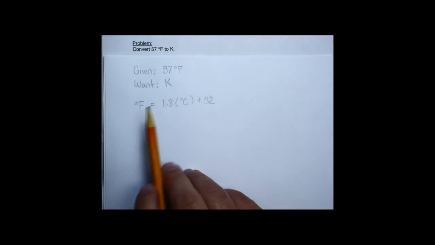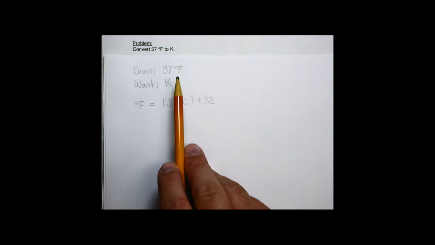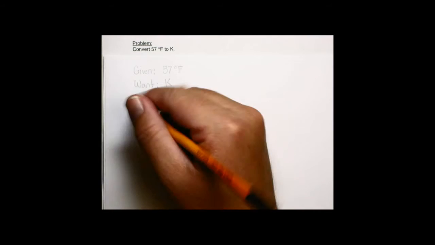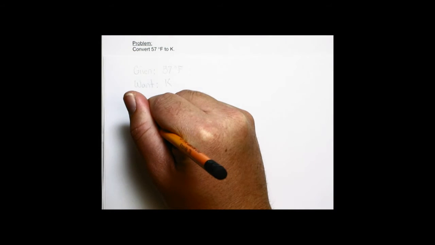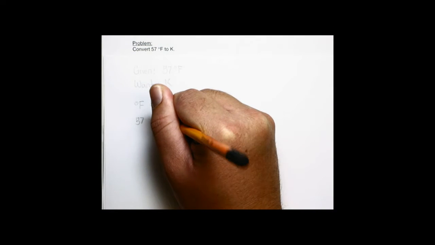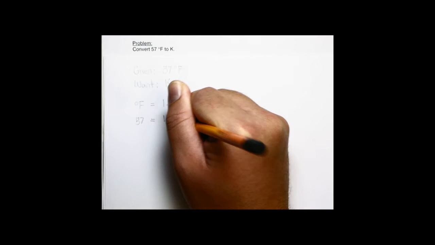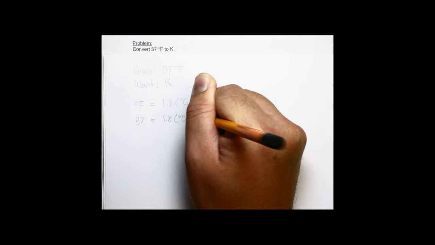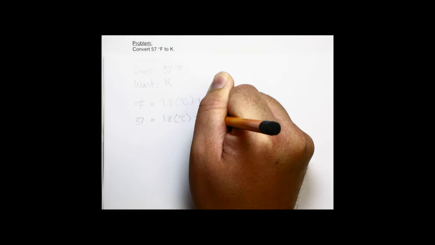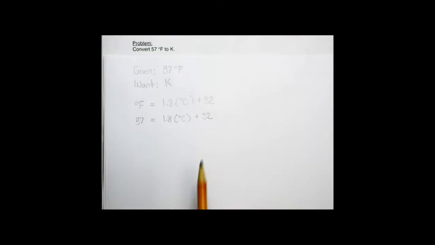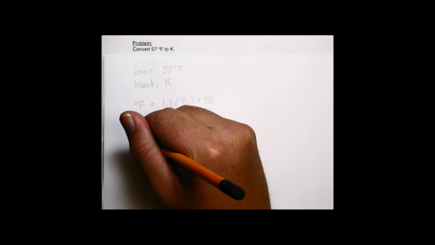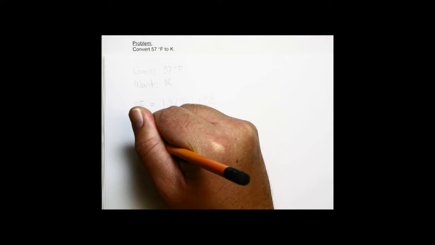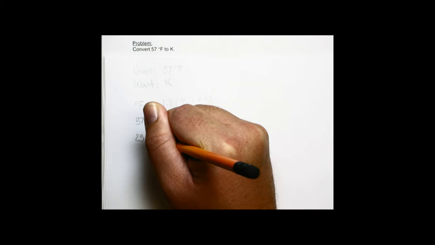Now I'm going to substitute in what I know. I know the temperature in degrees Fahrenheit was 57. So I take 57 is equal to 1.8. And I'm just finishing out my equation. Now I'm going to subtract 32 from both sides. So 57 minus 32 gives you 25.